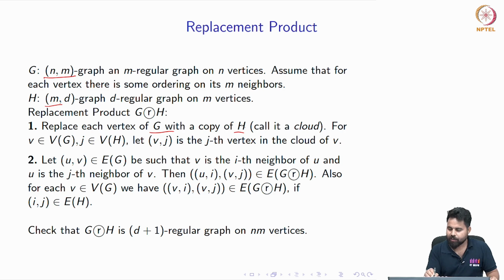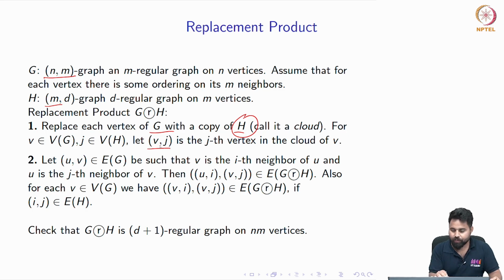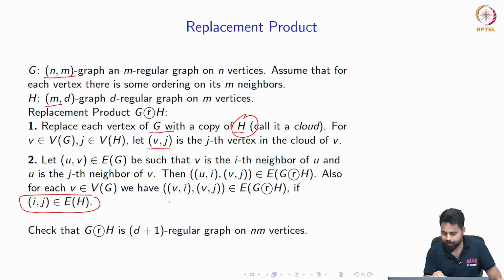Very good. Now you can call this copy of H a cloud of V, and inside H there will be vertices. Vj is the jth vertex of H inside the cloud of V. Now, edges. First see the edges which were actually present in your cloud, in E_H. H is a cloud, right? So all the edges we keep as they are. If ij was an edge in E_H, then there will be an edge between Vi and Vj.